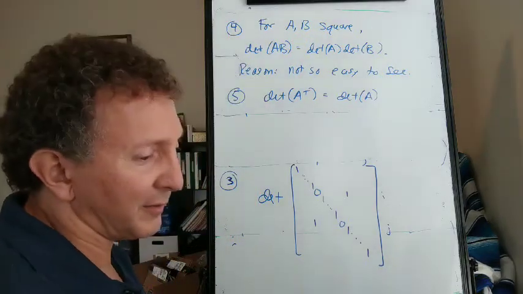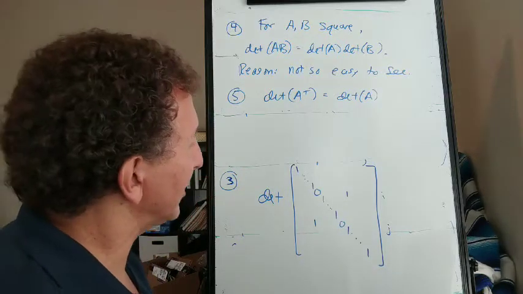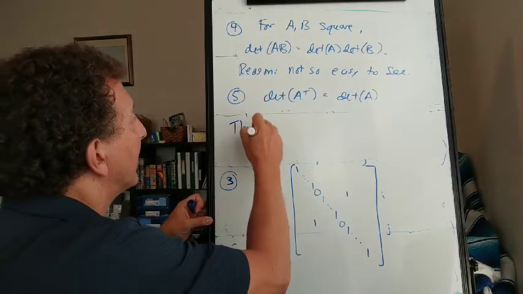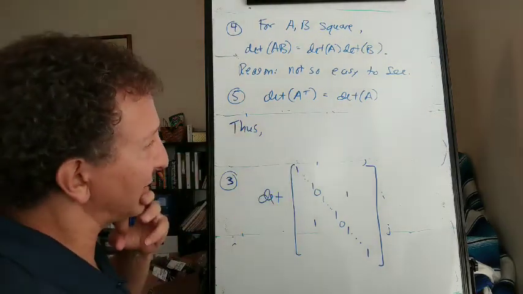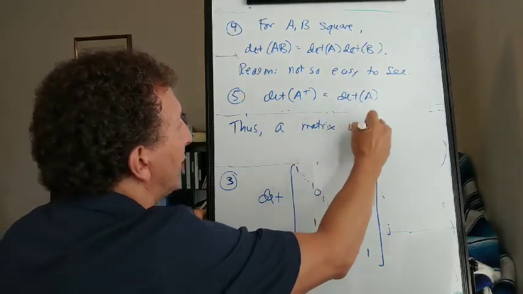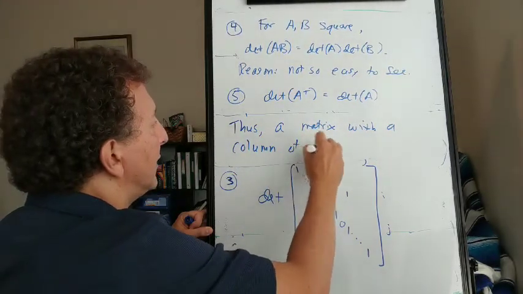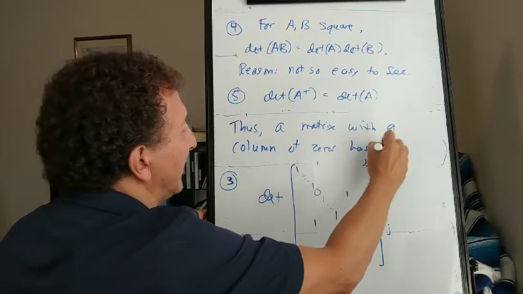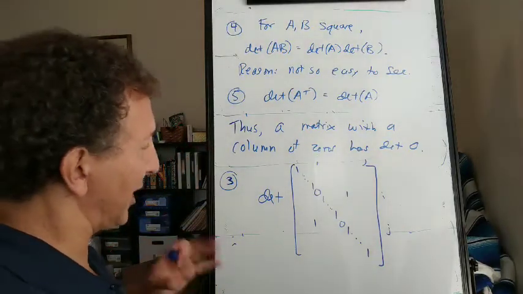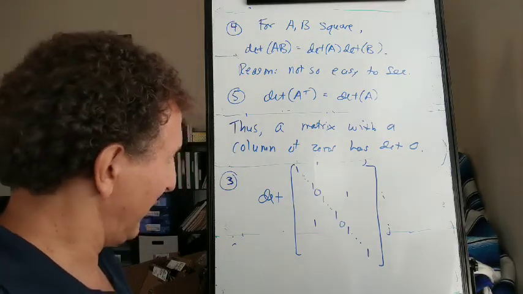So that means we said that if a matrix has a row of all zeros, the determinant is 0. Now if we transpose the matrix and that doesn't change the determinant, we can say a matrix with a column of zeros has determinant 0. So anything that we can say about rows, we can say about columns. That is, the effect that rows have on the determinant is the same as the effect that columns have on the determinant.